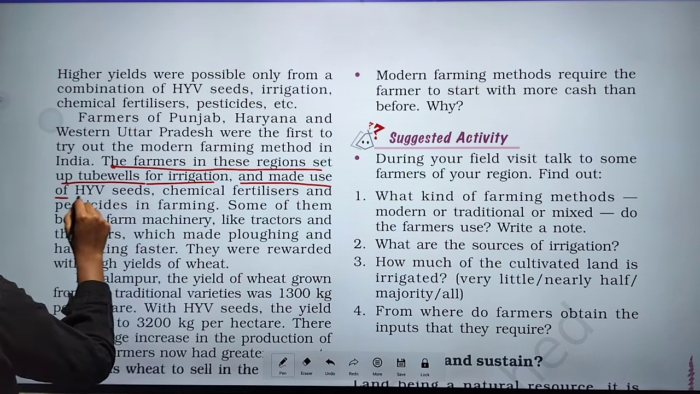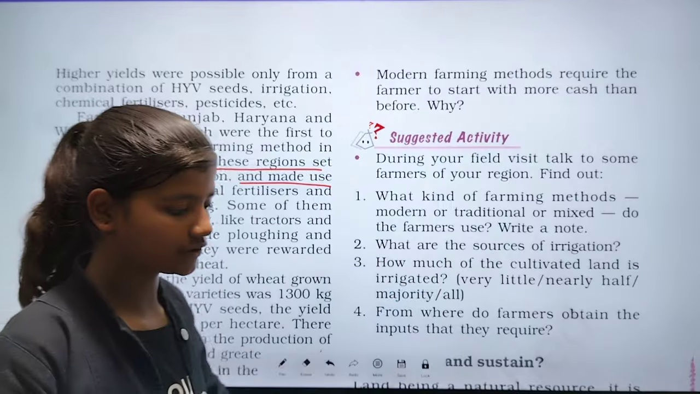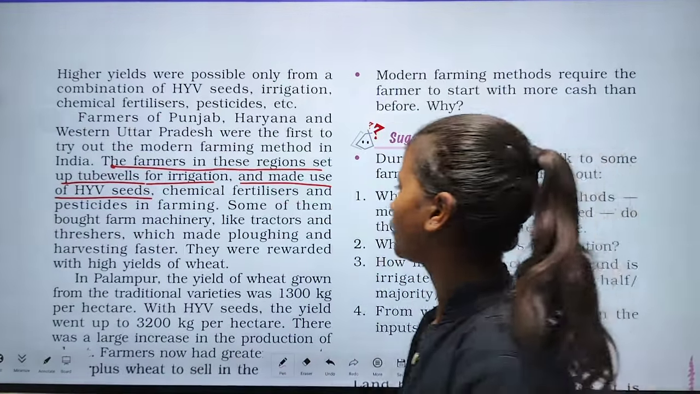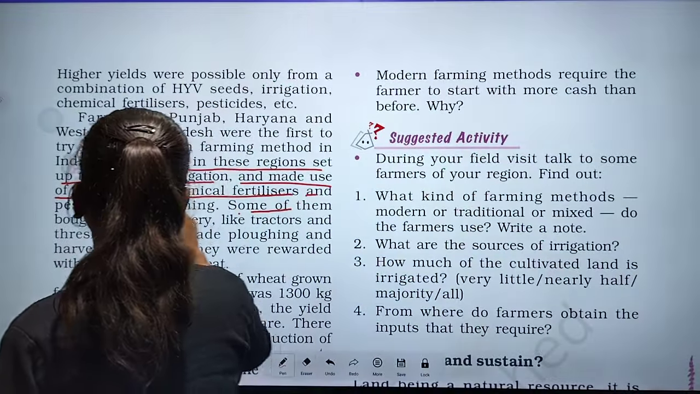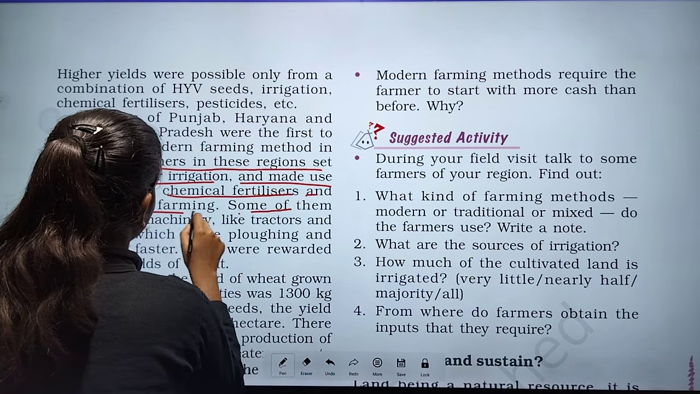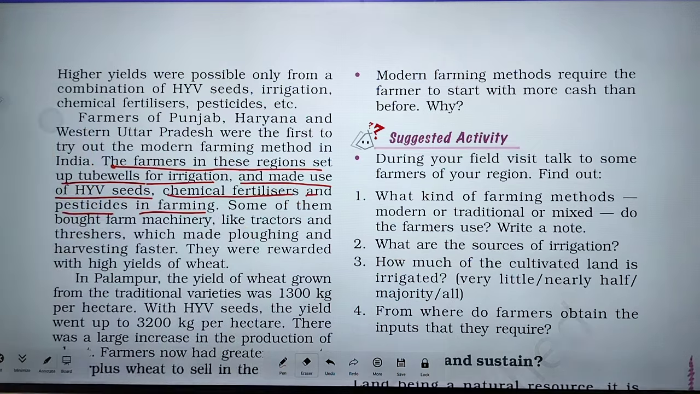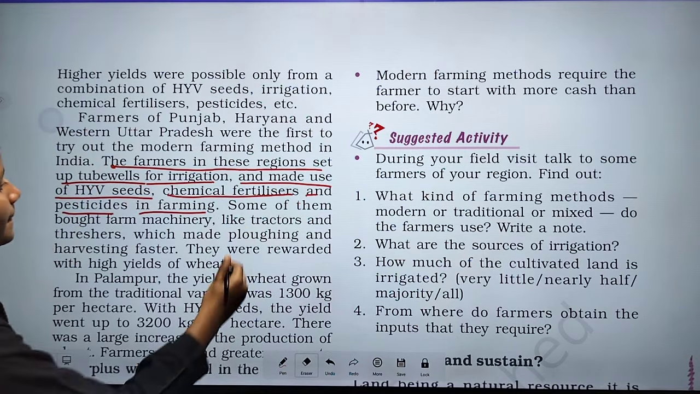The farmers in these regions set up tube wells for irrigation and made use of HYV seeds and also chemical fertilizers and pesticides in farming. They used all these things in farming.